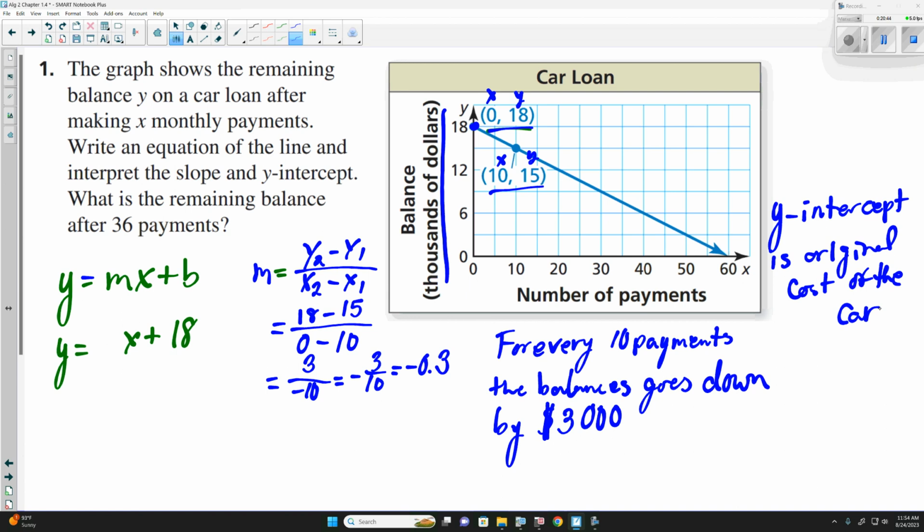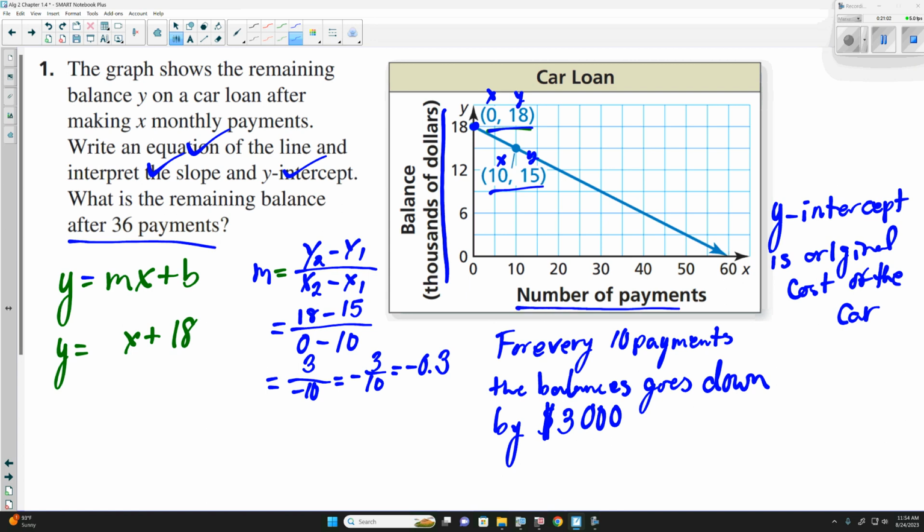So let's look at what we've done. We've written the equation of the line. We've interpreted the slope and y-intercept. The only thing left is to figure out what the remaining balance is after 36 payments. Well, the number of payments, is that the x or the y?